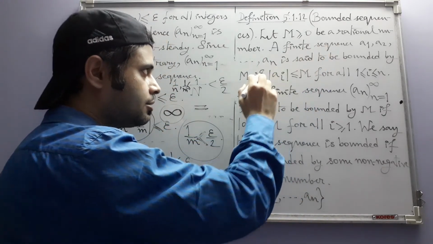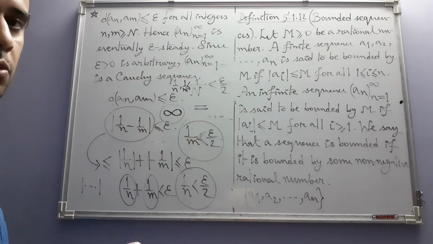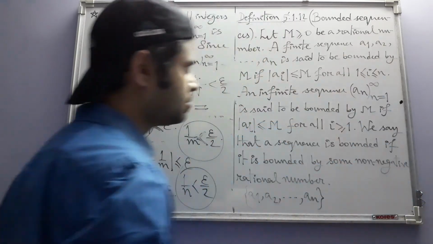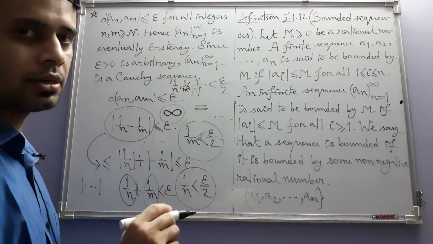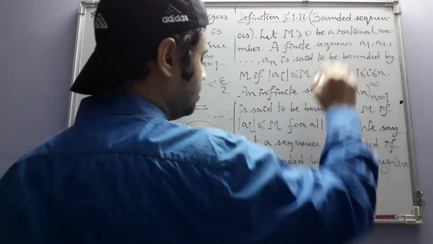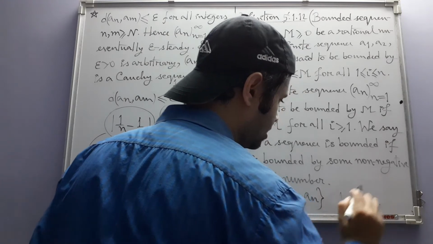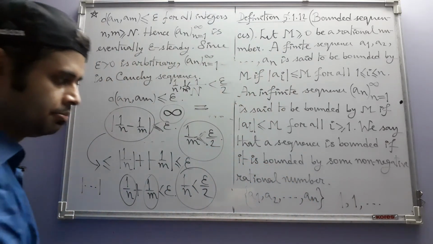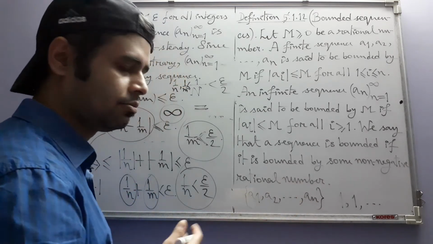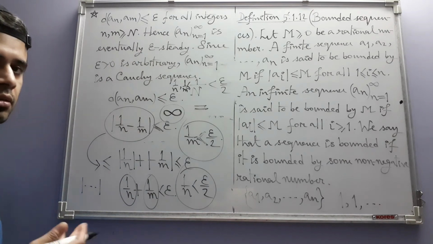However, in a finite sequence, order matters. If you interchange any two terms, then the sequence will change. There is a first term, a second term, and so on. And the other thing is that terms can be the same in a sequence. That, however, is not the case with a set. In a set, usually we do not repeat an element.